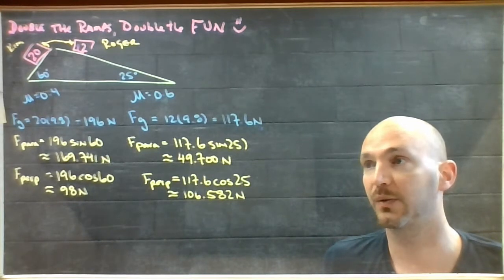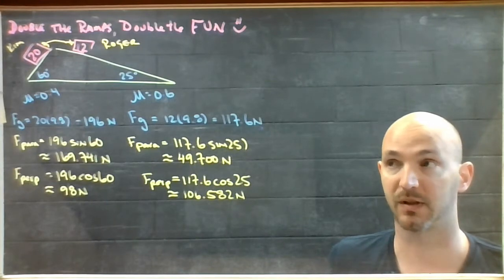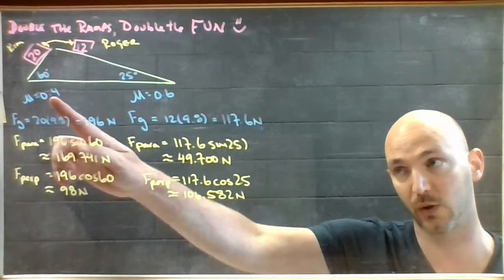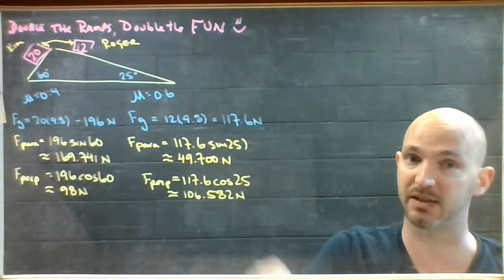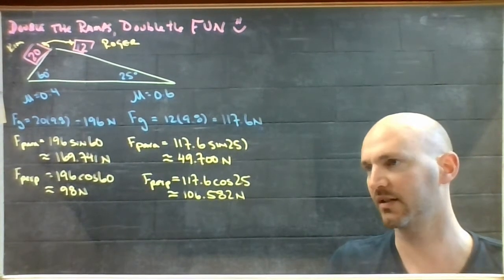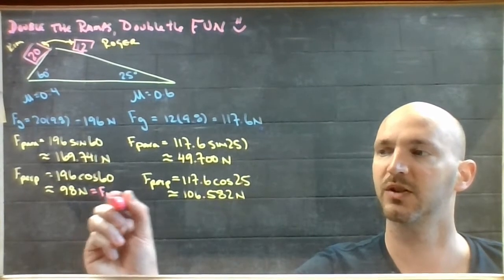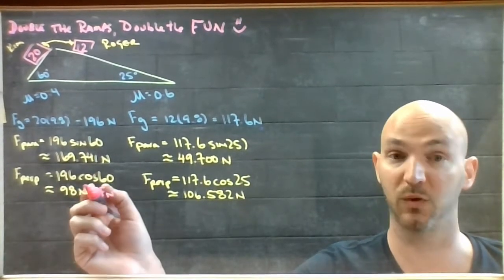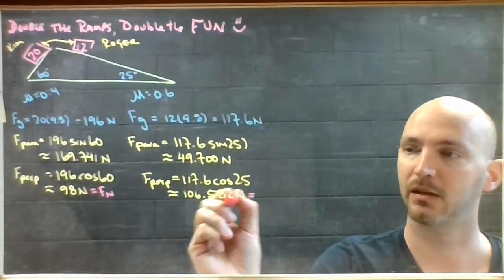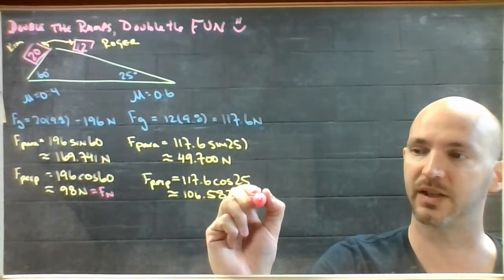Whew. So there's friction involved, so I need to identify the normal force first, because the friction depends not only on the coefficient of friction, but how hard those pieces are pressed into each other. So my normal forces are the perpendicular components. So the normal force acting on Kim will be 98 newtons, and the normal force acting on Roger will be this 106.582.